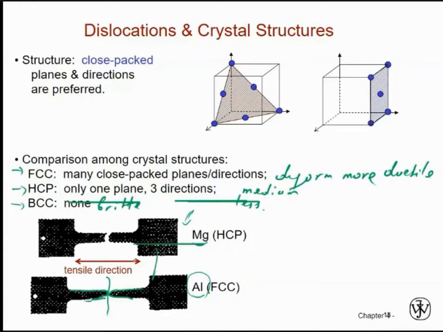But for HCP, again we have deformation. This shape means it deformed to some amount, but it didn't deform as much as aluminium because it doesn't have so many close packed planes and directions to help in deformation. And for some materials, you can see that it fractured like this. No deformation. It can't deform because it doesn't have close packed plane directions. It just fractures.